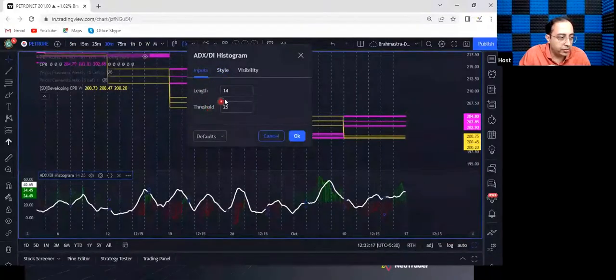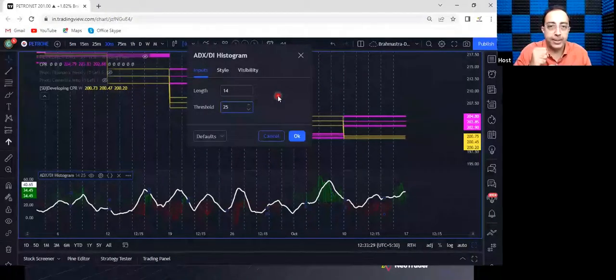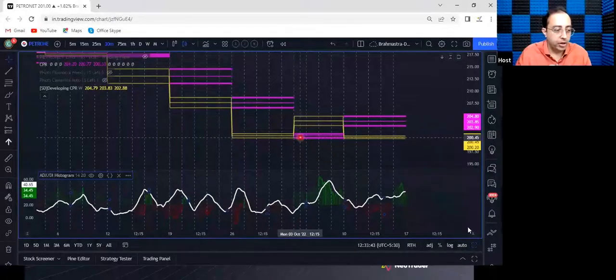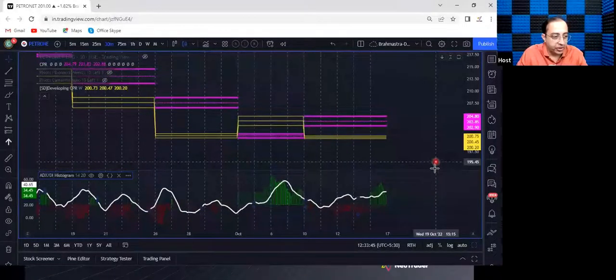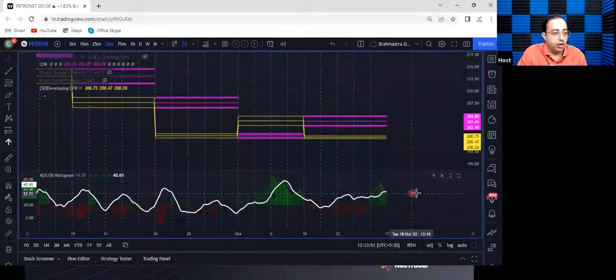in the ADX value, there is a threshold. Threshold means above which the ADX will be considered as strong. So ADX represents the strength of the trend. That I am going to set it at 20. Okay. Now once I set it at 20, I will again go back.